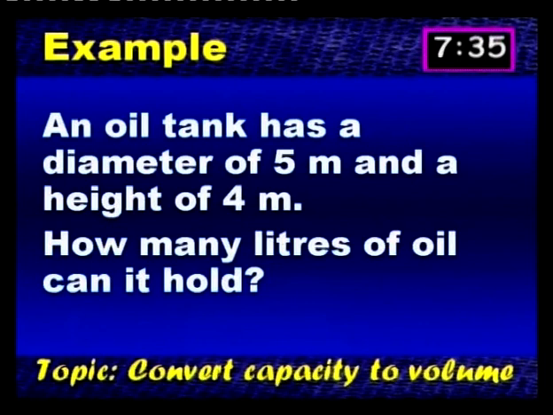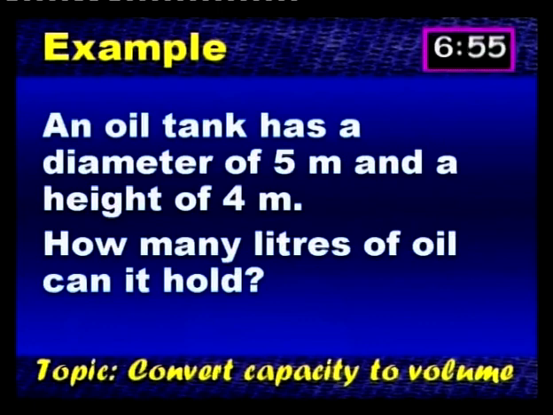So because the oil tank is in the shape of a cube, cuboid, pyramid, a cylinder. Yes, remember, it has a diameter of 5 meters and a height of 4 meters. So we use the formula for calculating the volume of a cylinder, and then we get the volume. Okay, calculate the volume first. So what is the formula for calculating the volume of a cylinder?